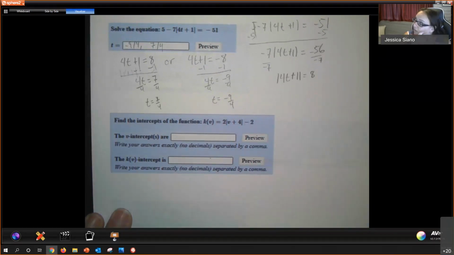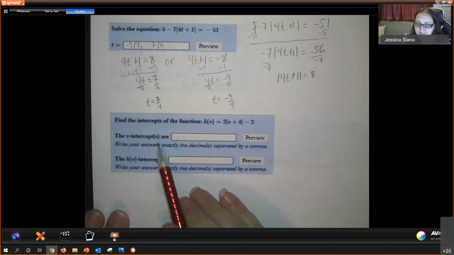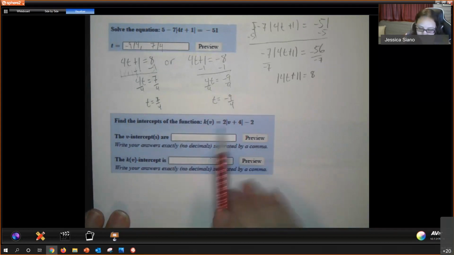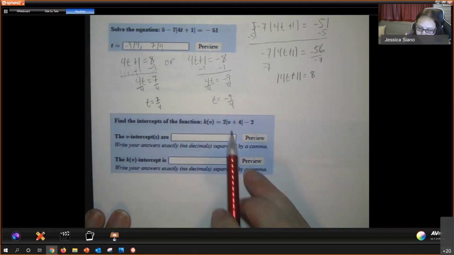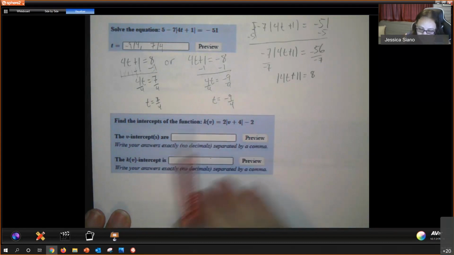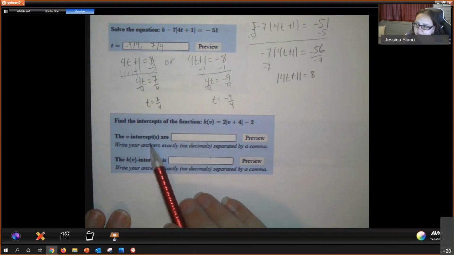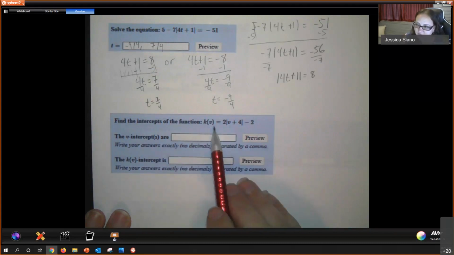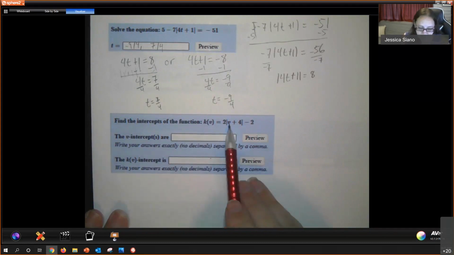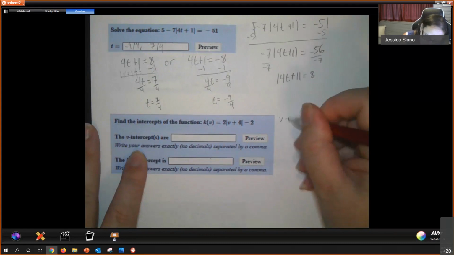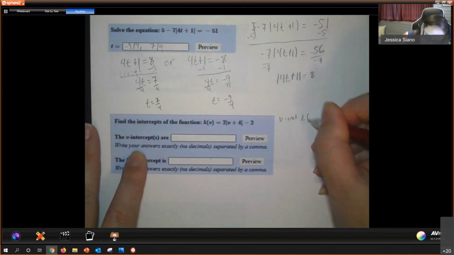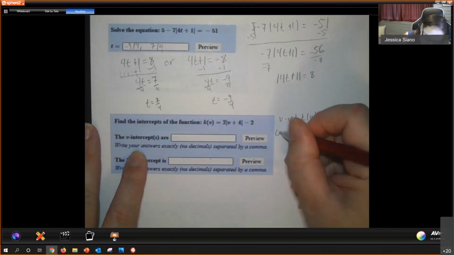Now, with every type of function, regardless of what type it is, we do the same thing here. For the x-intercepts, we set y equal to 0, and for the y-intercepts, we set x equal to 0. So for the v-intercept, we're going to make k of v 0, and for the k of v-intercept, we're going to make v 0. So for the v-intercept, we say k of v is 0, and we solve.